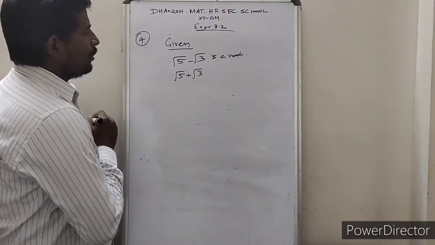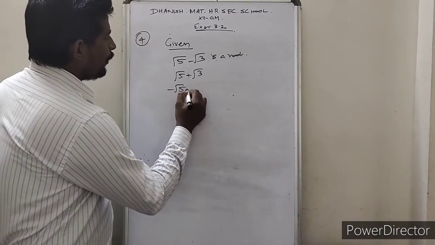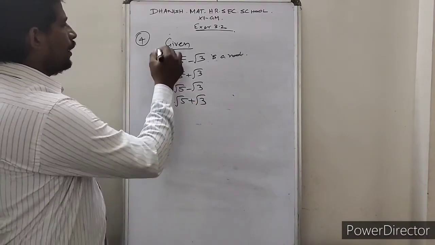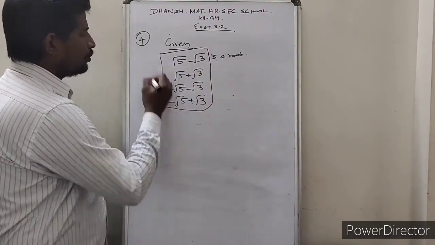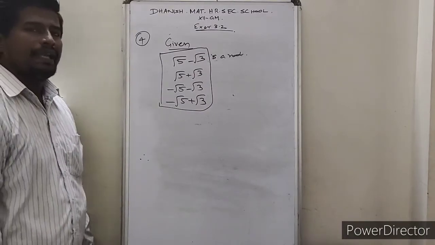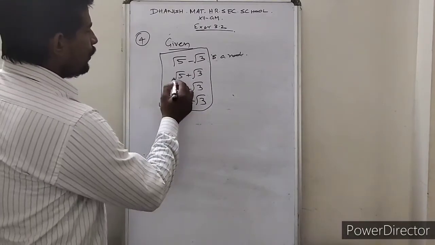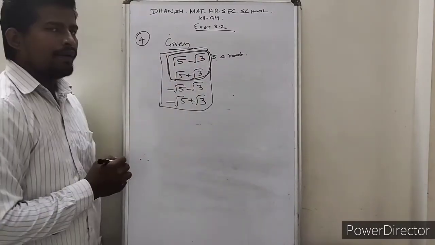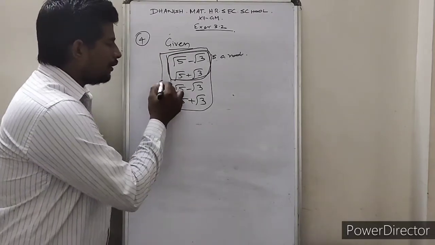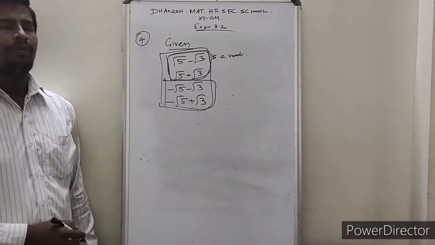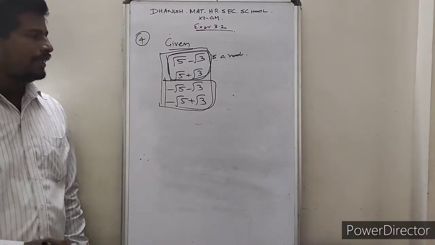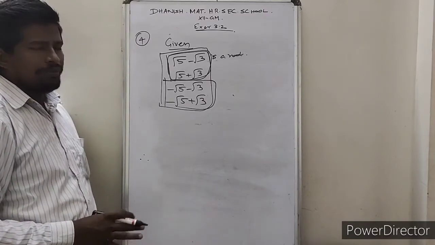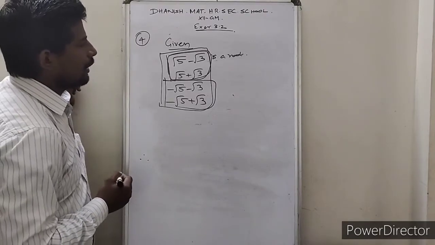There will be two more roots: minus root 5 minus root 3, and minus root 5 plus root 3. These are all roots of the required equation. Now I am going to take the first two roots. By using these two roots, we can write a quadratic equation. After that, we can take the remaining two. With that, we can write one more quadratic equation. Then we will multiply both the quadratic equations. We will get the required result.